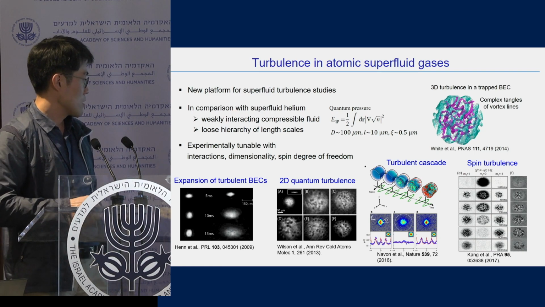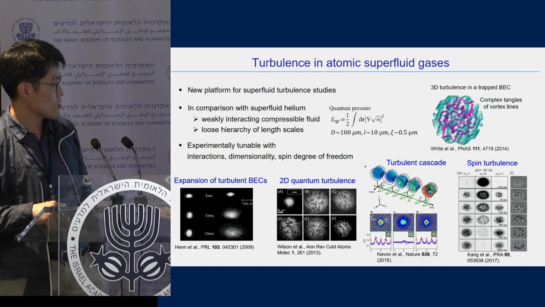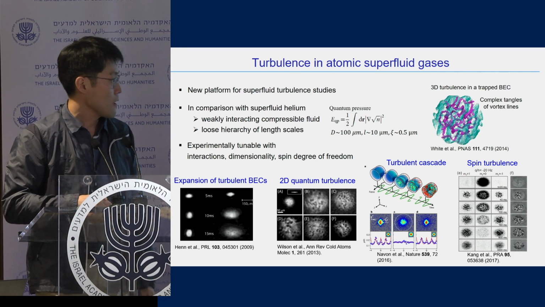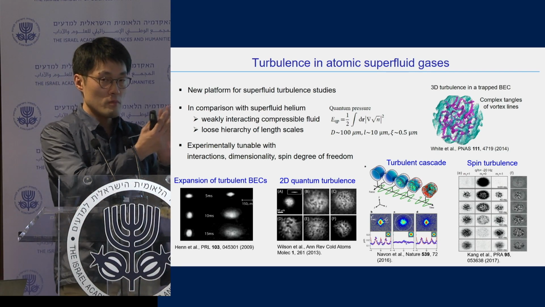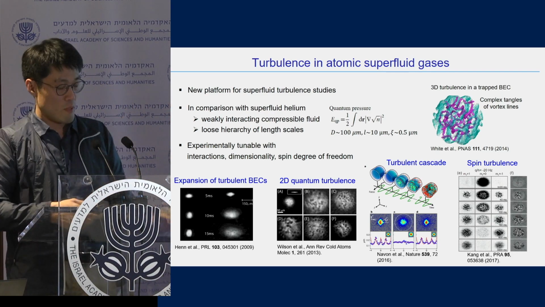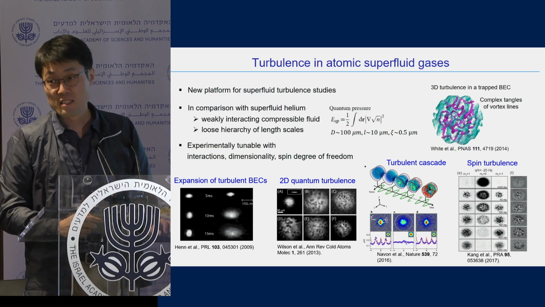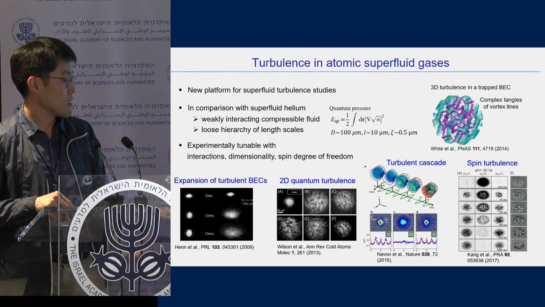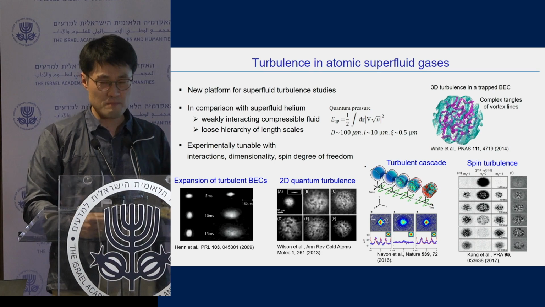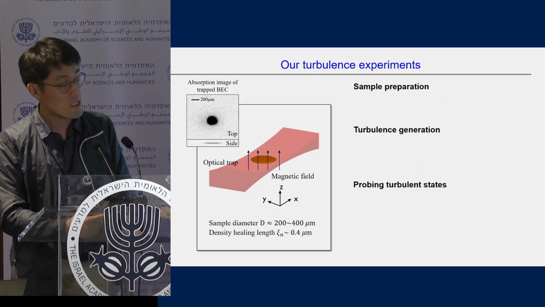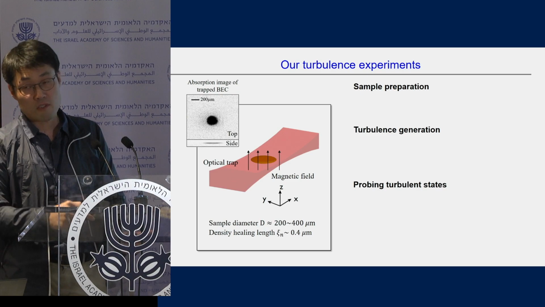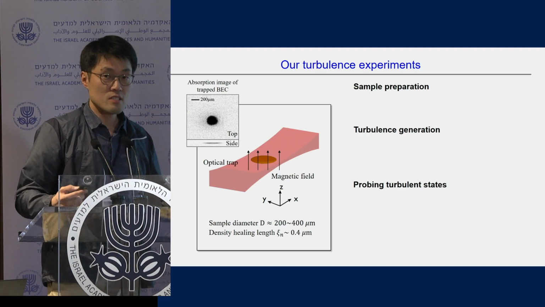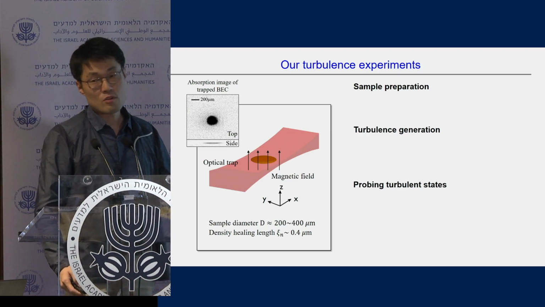Turbulence generation has also been demonstrated by squeezing in one direction. People have studied 2D quantum turbulence, and by nicely, gently rocking the system, people observed the turbulent cascade, an energy cascading behavior, and power-law behavior reported by the Cambridge group. We also allow the spin degree of freedom in this system and talk about spin turbulence. So, this is a schematic diagram of our experimental setup.